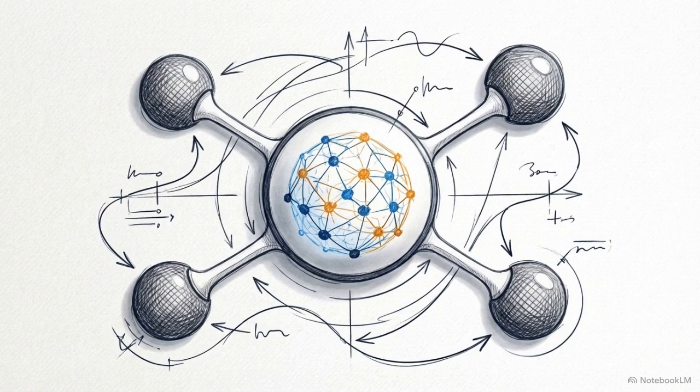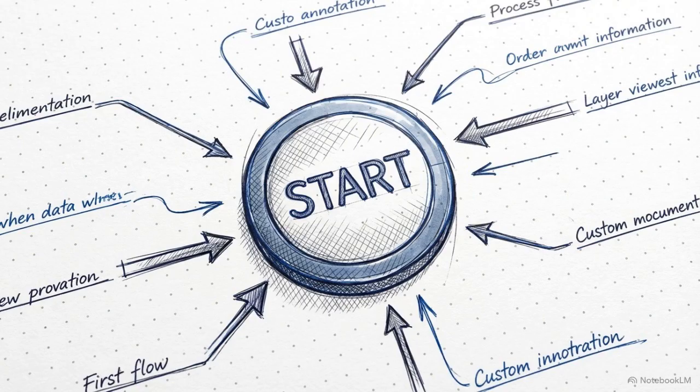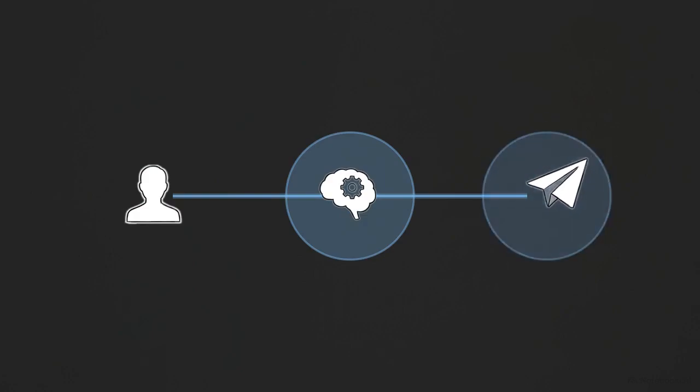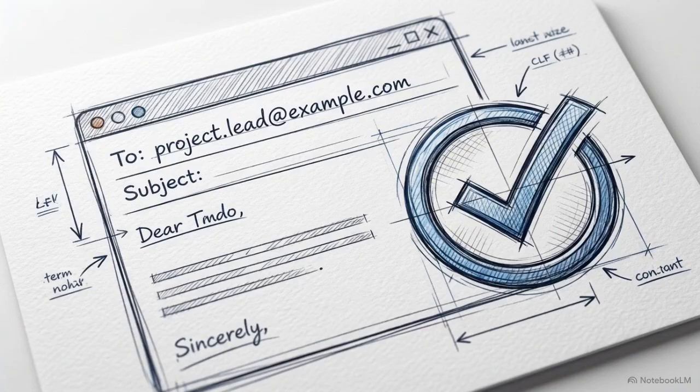N8N is a workflow automation platform that links different apps together using visual nodes, so you do not have to write custom code. By the end of this video, we will construct a fully autonomous workflow from scratch. It will grab user data, process the logic, and send a personalized acknowledgement instantly. Replacing manual data entry with an autonomous agent buys back hours of administrative time and reduces the risk of human error in your routine communications.